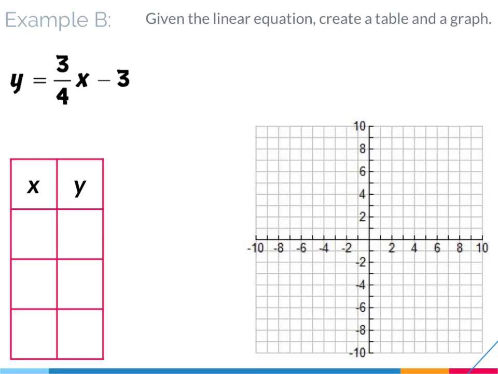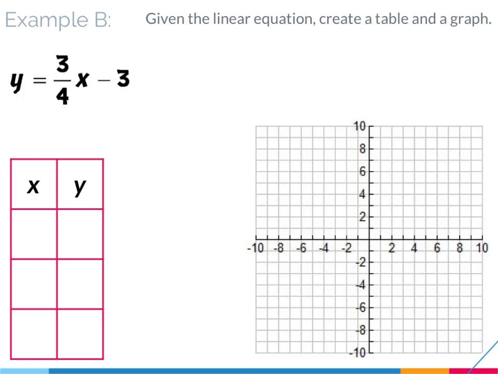Here we are at example B, and it says, given the linear equation, create a table and a graph. So this time we've got a linear equation. It says y equals 3/4 x minus 3. Again, we've got a table with nothing in it, and we've got a graph where we're going to be graphing points. Now in this case, again, I'm going to get to pick my x's. And again, I want to pick numbers that are easy for me to work with. Now, whatever number I plug in this case, I'm going to have to be multiplying by 3/4. So I could pick any number like I did last time. Again, remember staying between 10 and -10.